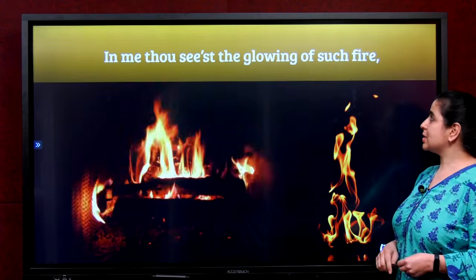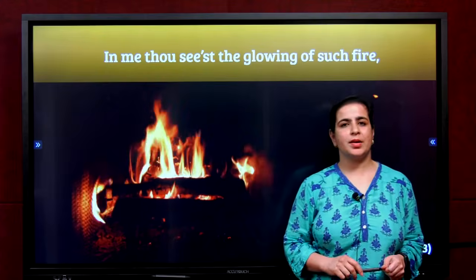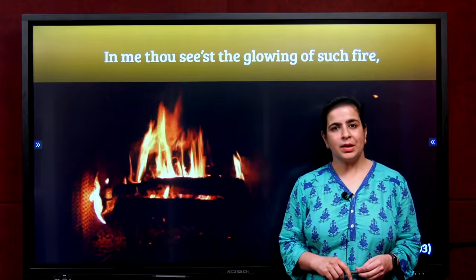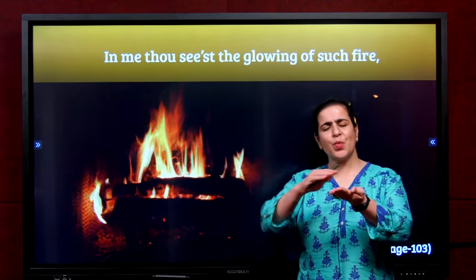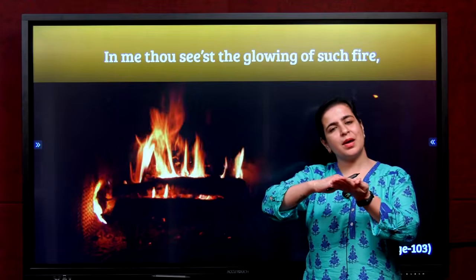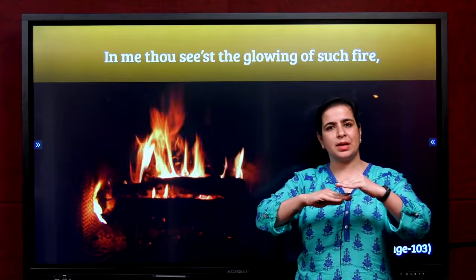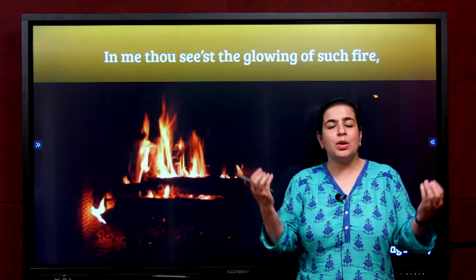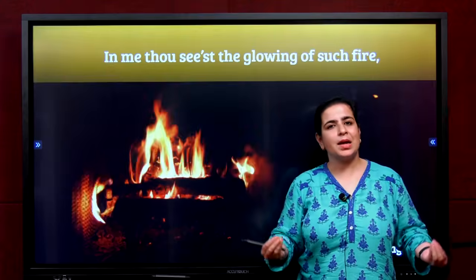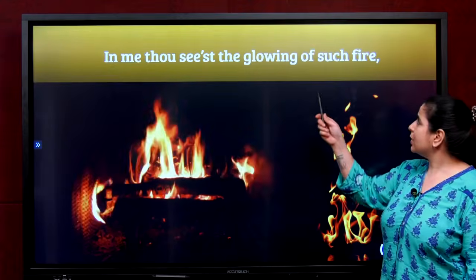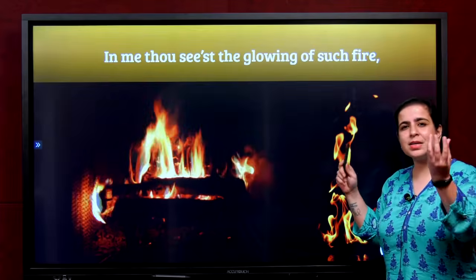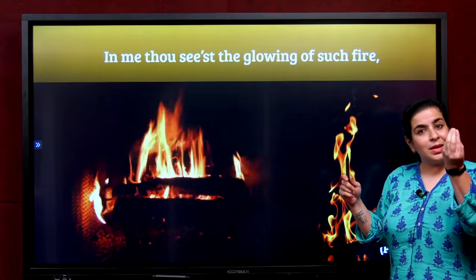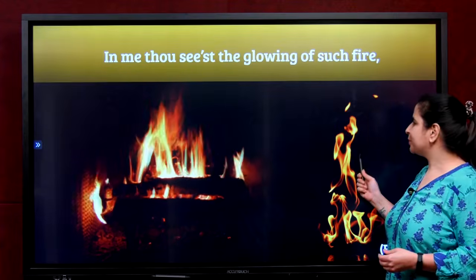In me thou seest the glowing of such fire. What is the fire that we're talking about here? Have you seen wood burning? When the wood burns, there is very little fire on top. This fire came because of the wood burning, right? How did this fire come? Because the wood was burning. And how will this fire die? It will die back into the wood. So he is talking about that glowing of such fire, the last remains of a fire. Even the candle, when it's just going to go down, the last bit of the candle.